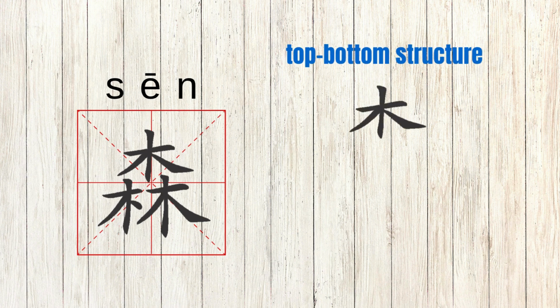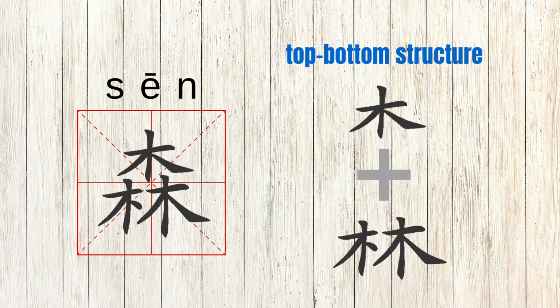Now let's move on to another character. 森. Do you notice anything familiar? Recognize it? Yep, it's three trees. It's a top-bottom structure character. The top part is a smaller 木, and below it is the character 林.